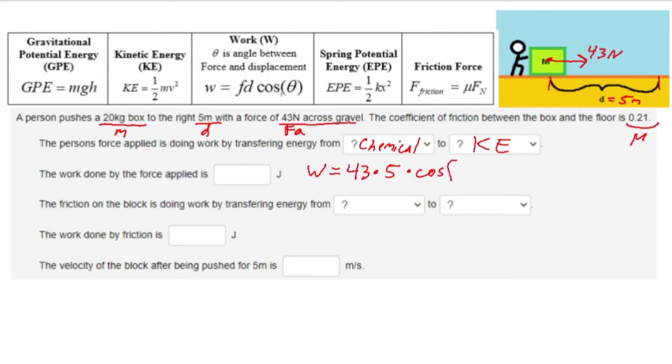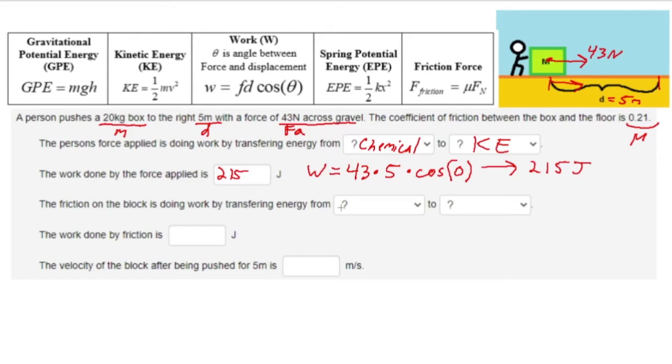And theta, just a reminder, is the angle between the force and the displacement. So force acts in this direction and displacement acts in the same direction. So the angle here is just 0. Cosine of 0 is just 1. So if we multiply all this through and solve, we find out that the work should be about 215 joules. Go ahead and put that right here.